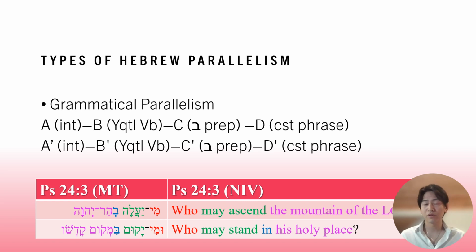A both begins with this interrogative phrase, mi, who. Then, following the question, there is a verb in a yiqtol form: who will go up, who will stand, followed by a preposition, be-, that means at, concluding with a construct phrase, the mountain of Yahweh, the place of his sanctuary.